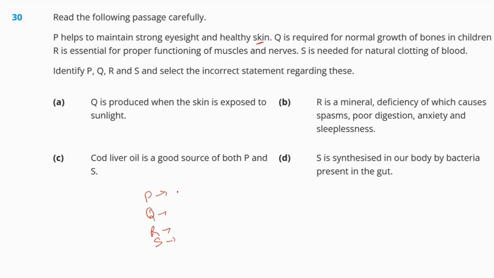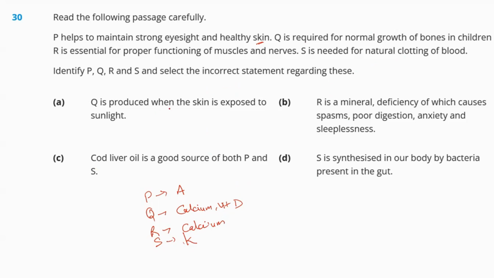P is vitamin A as it is required for the eyesight and the healthy skin. Q is required for the bone development. It would be calcium or vitamin D. Okay. R is for the proper functioning of the muscles and nerves. It would be calcium. S is needed for the natural clotting. It is vitamin K. Right. And we need to identify the incorrect statement.